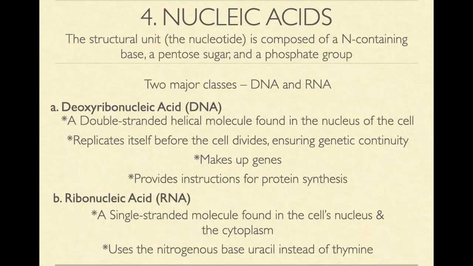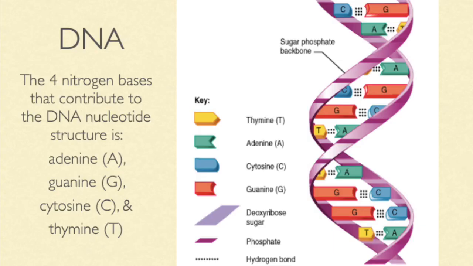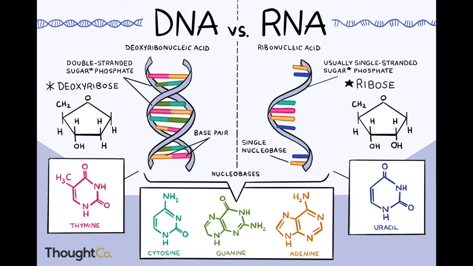Now we're going to focus on the nucleic acids. Basically, the structural unit of the nucleic acid is the nucleotide, which is composed of a nitrogen base, like adenine, thymine, guanine, cytosine, a pentose sugar, so "ose" meaning sugar, and this is a pentagon, five-sided. The carbons make up the little angles or the little corners, and then it has a phosphate.